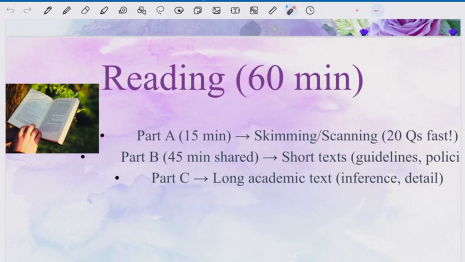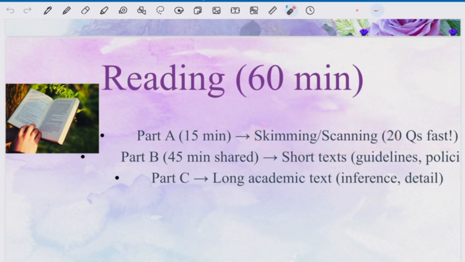Next is reading, which is 60 minutes in total. Part A is very fast paced, like 15 minutes only. You have to be very, very quick. You have four short texts and 20 questions. So it's all about skimming and scanning.